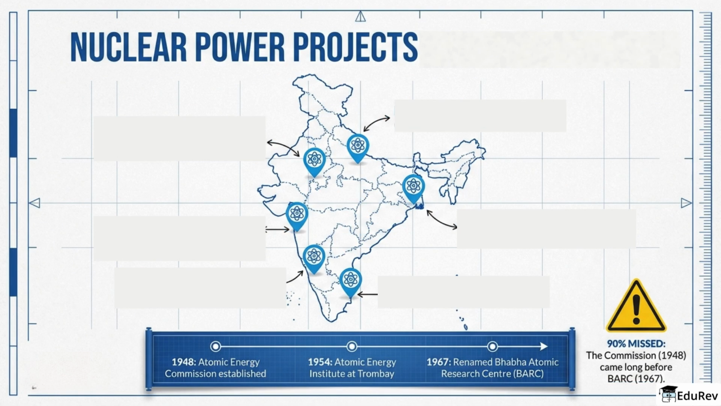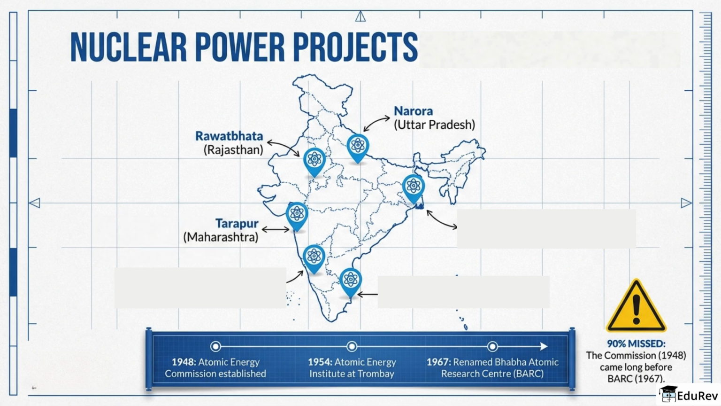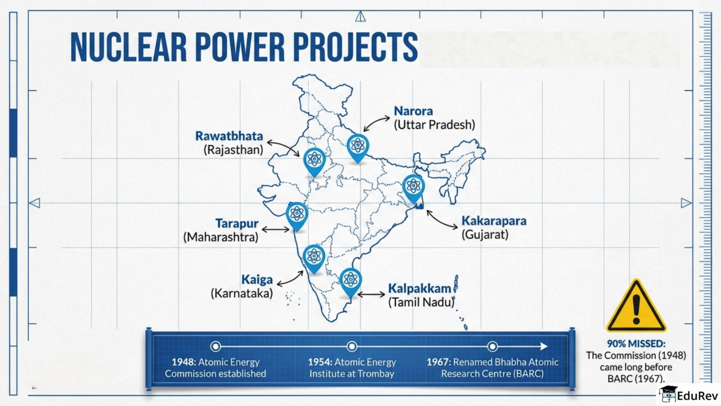Now move from mineral occurrence to nuclear power projects. The key plants you need to place are Rawatbhata in Rajasthan, Narora in Uttar Pradesh, Tarapur in Maharashtra, Kaiga in Karnataka, Kalpakkam in Tamil Nadu, and Kakarapara in Gujarat. Do not study these as a dead list. Study them as map anchors.